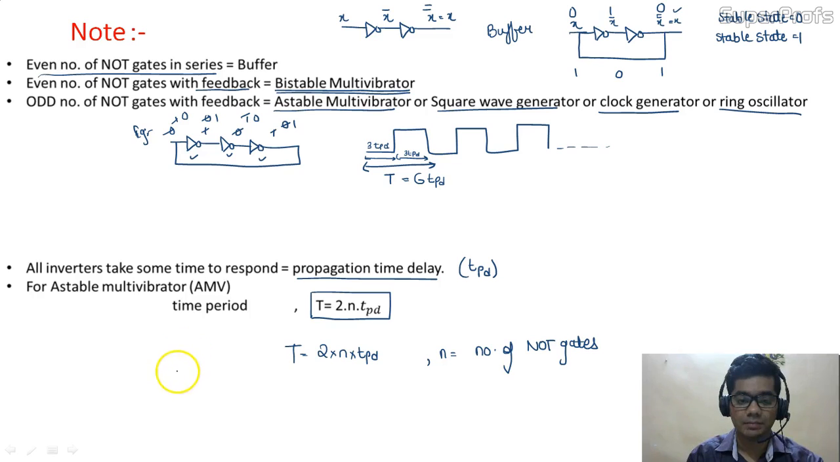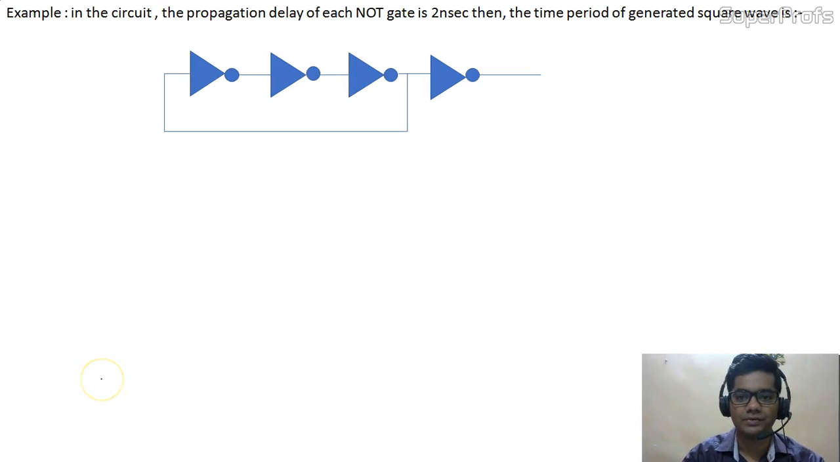So this is a very important point from the exam point of view. What should be the time period of the connection of NOT gates with feedback? The time period would be 2 into N into TPD. Okay students, now we are going to see one example related to the connection.